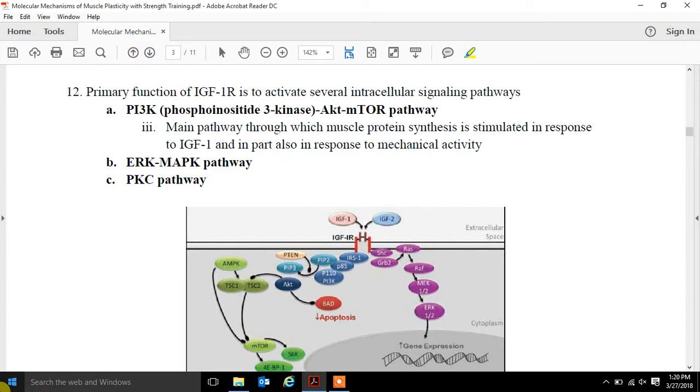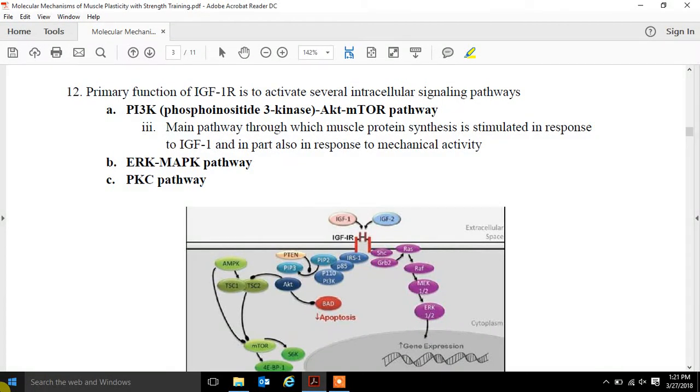So we've got three primary pathways when we're dealing with muscle plasticity and strengthening through this IGF-1 receptor. The first is the PI3K, phosphoinositide 3 kinase. I'm just going to say PI3K. So it's the PI3K-AKT-mTOR pathway. That's the primary one. It's the main pathway through which muscle protein synthesis is stimulated in response to IGF-1, and it does appear to respond in some ways to mechanical activity, so the deformation of the cell membrane that comes with muscle contraction.